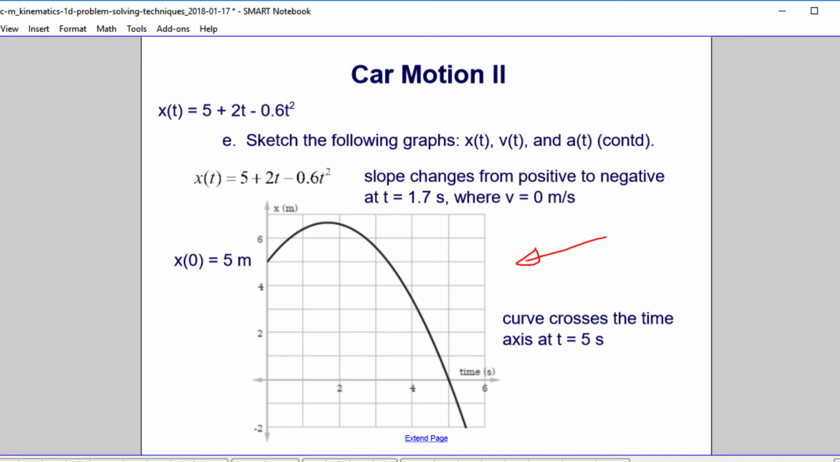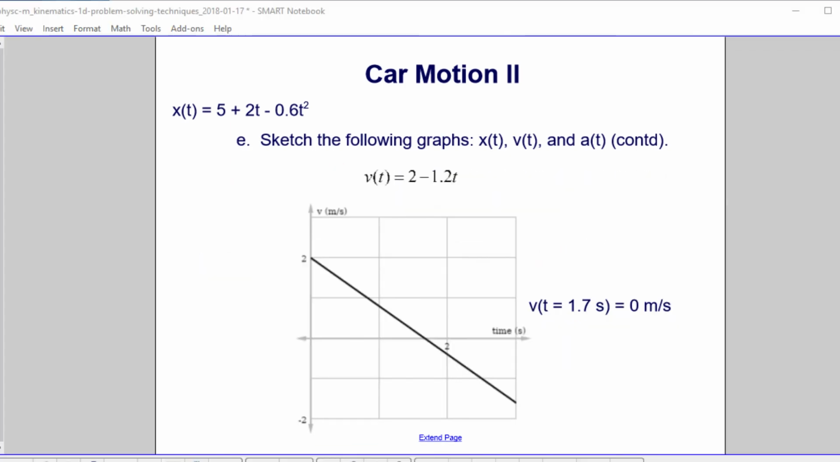But let's see how we would have done it if we were sketching it. We know that the initial position is 5 meters. We know from our problem solving that at t equals 1.7 seconds, the slope changes from positive to negative. So that means it's concave down right at that point, 1.7 seconds. And the reason we know it's concave down is this t-squared here. And then it just falls off, and we know that the curve crosses the time axis at t equals 5 seconds. So there we go. And then of course we keep going to a negative position as time marches on.